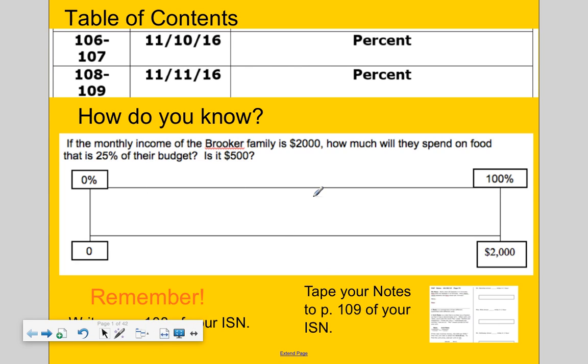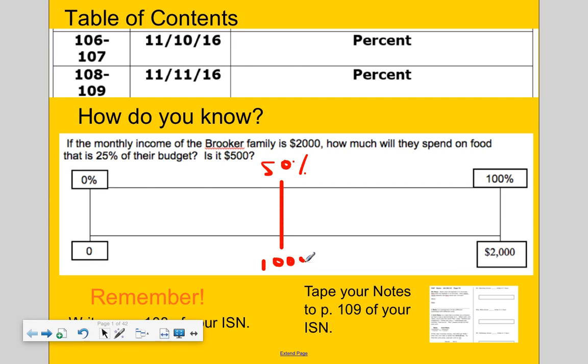If the monthly income of the Brooker family is $2,000, how much will they spend on food that is 25% of their budget? Is it $500? So 100% of their budget is $2,000. Could I break this percent bar down to 50%? So what is 50%? That would be $1,000.